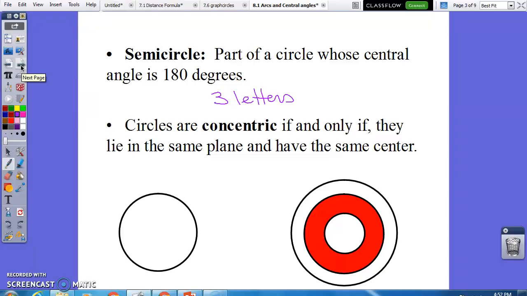Now, concentric circles are circles that have the same center point. So like these circles, all of these, here's the center. We have one circle, two circles, three circles that all have the same center. So those would be called concentric.